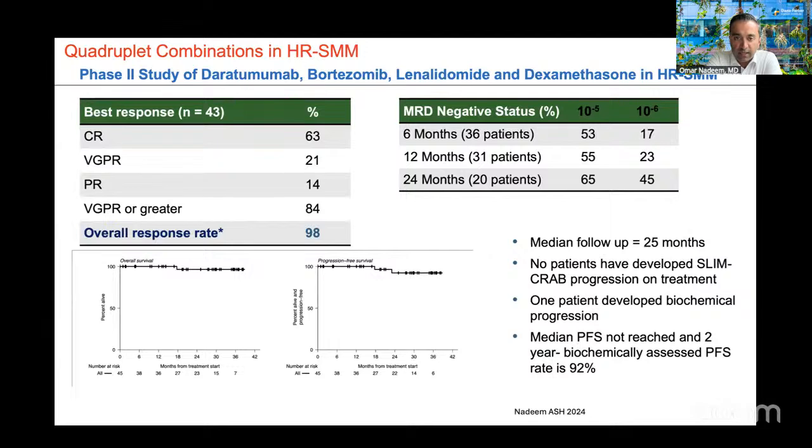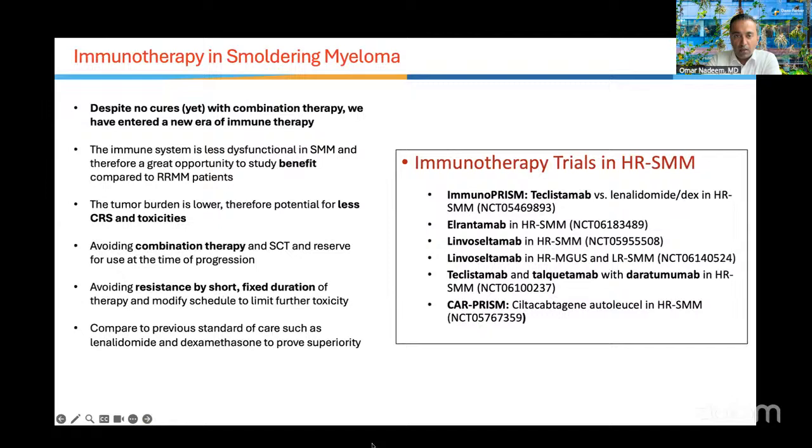So we just completed accrual to this study, so we'll be putting updated data out soon, but we did share some preliminary data at our ASH meeting last year. Again, response rate looks good. The complete response rate's over 60%. Very few people have developed any kind of progression in terms of biochemical progression. And MRD negativity rate so far looks to be about 65% at 2 years, which is in line with what we expect to see with this kind of regimen. And we'll see what the long-term outcomes are of patients with these quadruplet based approaches. But as I mentioned before, we're now in this era of immunotherapy.